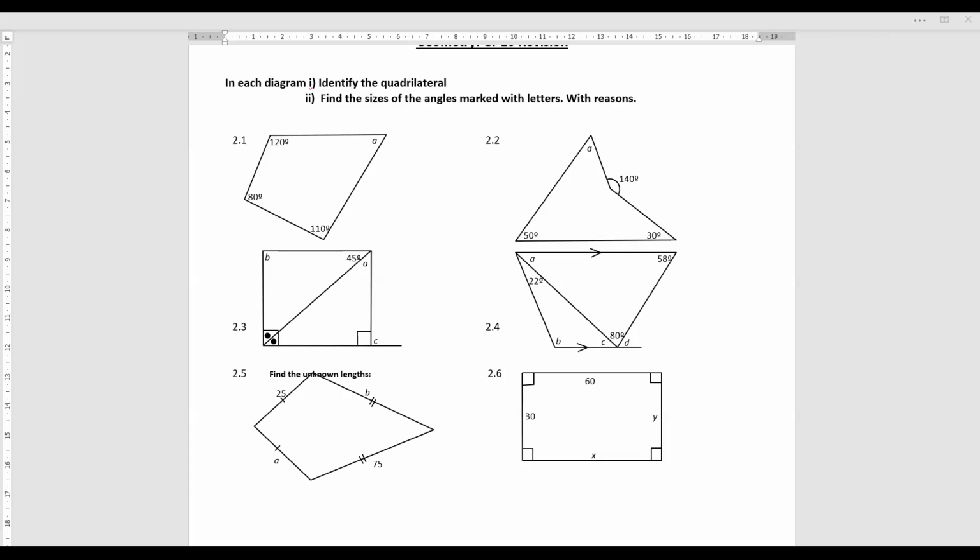Let's get a little bit of a warm up. I want you to work with me. It's tough that you don't have a hard copy in front of you. So let's look at 2.1, the first question. How would we find A?